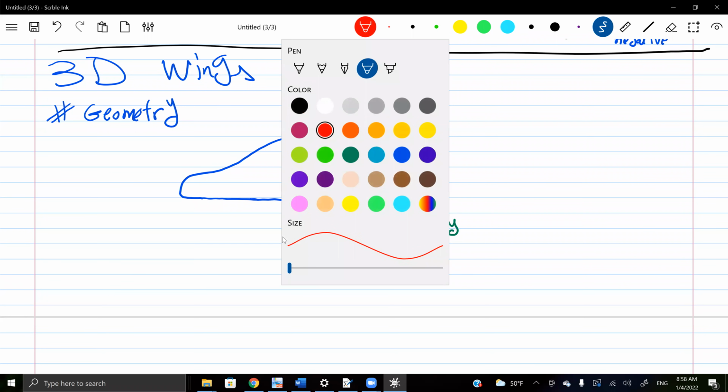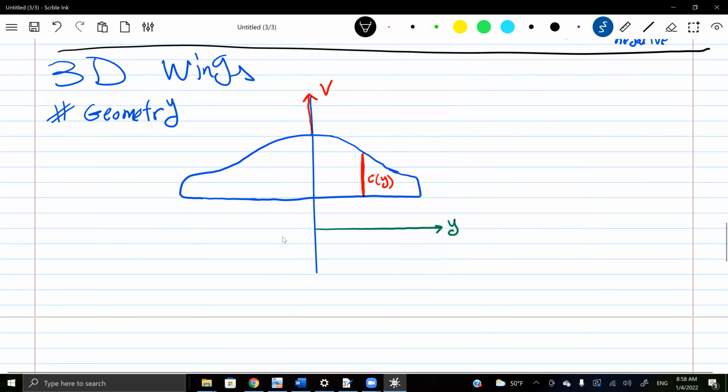This whole width of the thing, from tip to tip, we call it B, the span of the wing. We denote it by B. So how do we define the geometry? Well, if I want to get the area, S is the area.